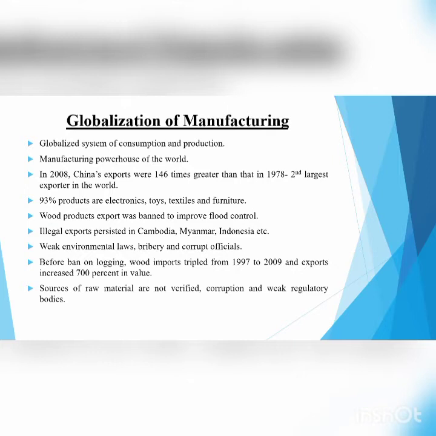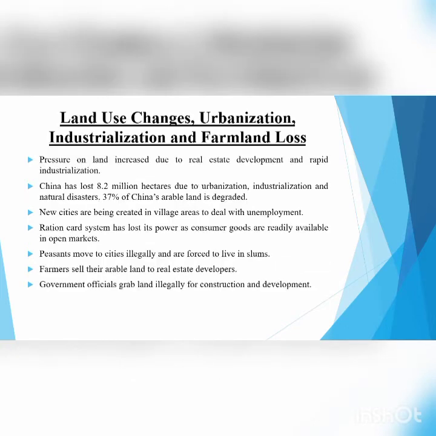Illegal exports were tried to be controlled, but they persisted in Myanmar, Cambodia, and Indonesia. As the environmental laws were very weak due to bribery and corrupt officials, logging was still being done in some places. Due to this, wood imports tripled from 1997 to 2009, and exports increased about 700% in value. Sources of raw material were not verified due to corruption and weak regulatory bodies.